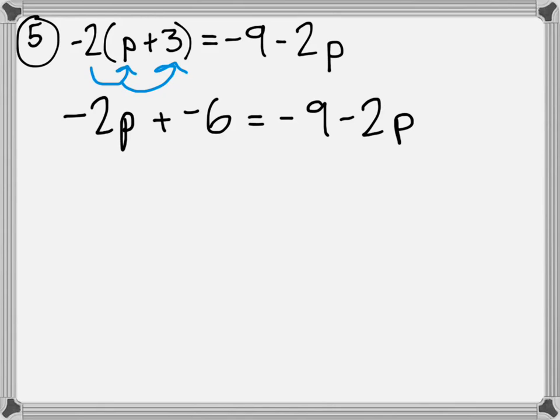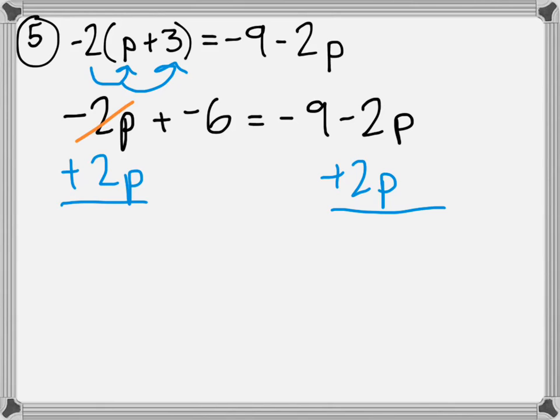Now I'm going to add 2p to both sides, since I'd like to get p's on only one side of the equation. Plus 2p, plus 2p. These cancel out, and over here, these cancel out. Now I'm left with negative 6 equals negative 9.